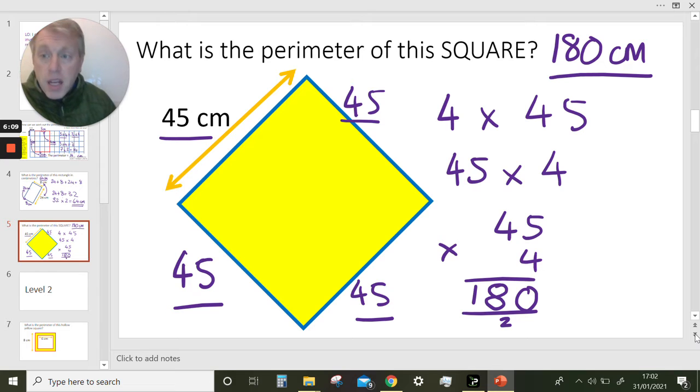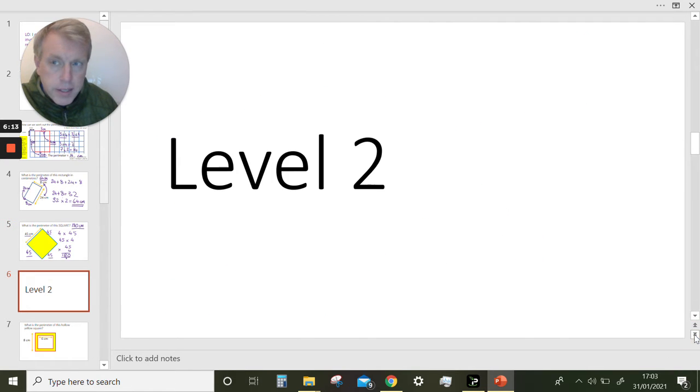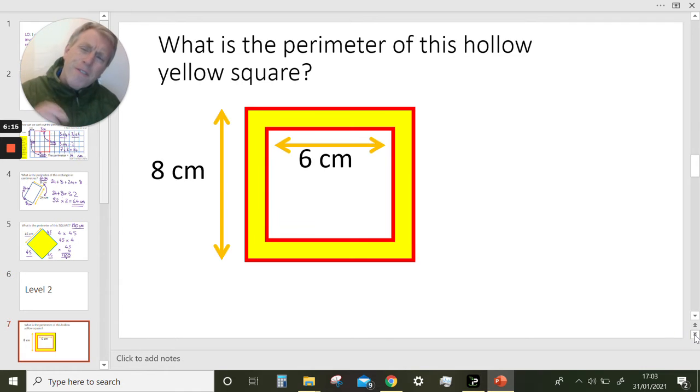Shall we try some slightly more difficult ones in level 2? Well, not difficult, but different, certainly. What is the perimeter of this hollow yellow square? Well, it's a square on the outside, and it's got another yellow square on the inside. What is the perimeter of this hollow yellow square?